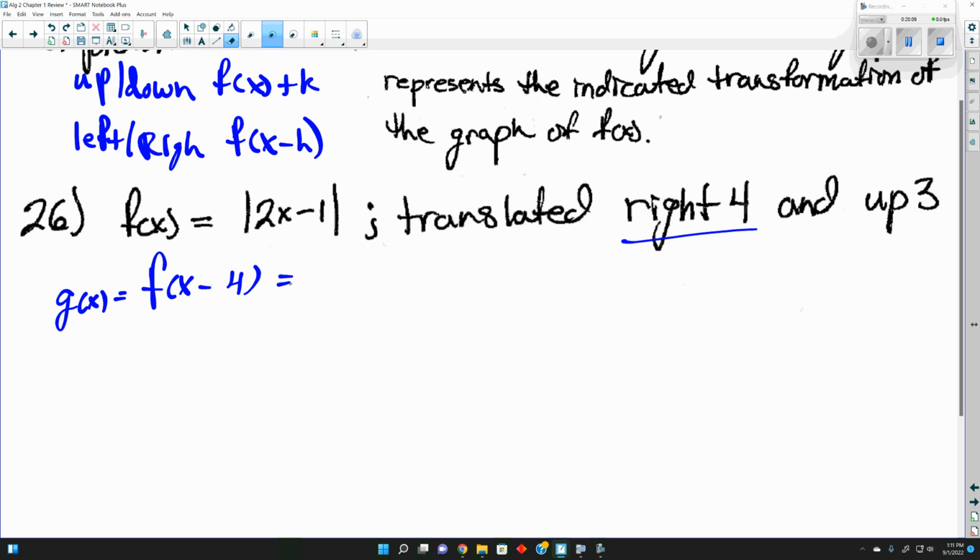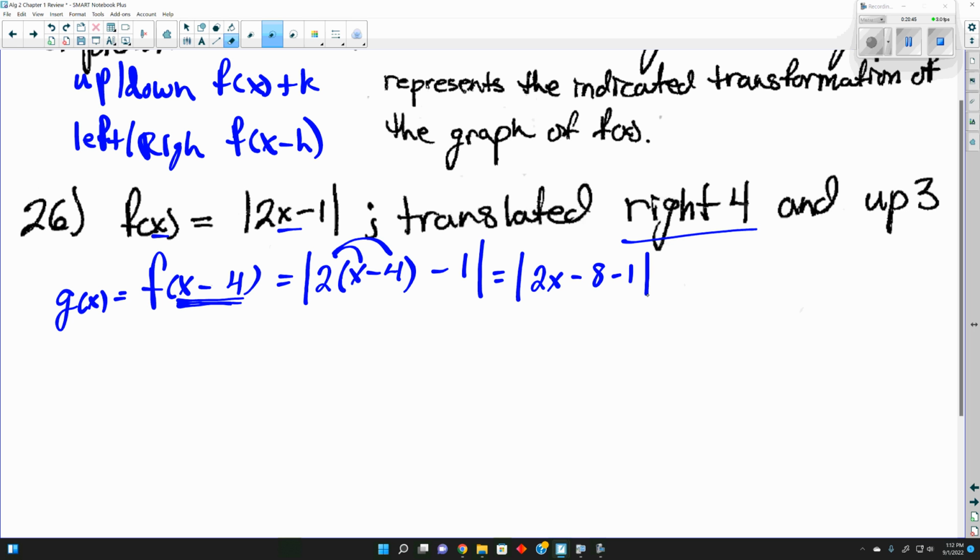Now, here, I've taken and replaced x with x minus 4, yes? So over here in the function, I'm going to replace x with, and get the absolute value of 2 times x minus 4 minus 1. So we're just replacing that x with x minus 4. Now after we do that, we will need to distribute the 2. 2 times x is 2x. 2 times negative 4 is negative 8 minus 1. Combine like terms and we get 2x minus 9.